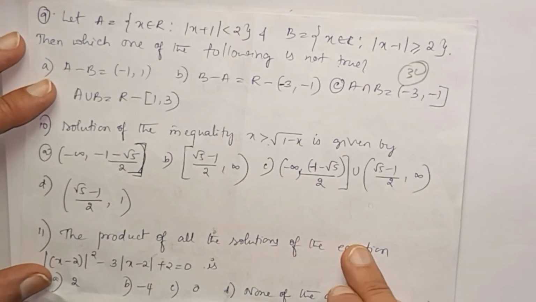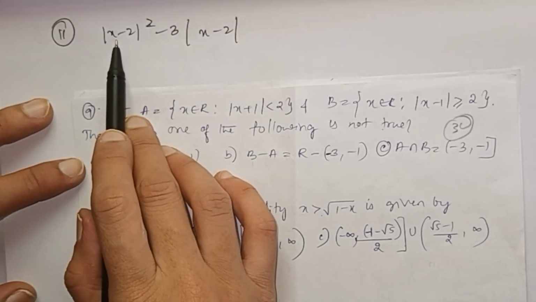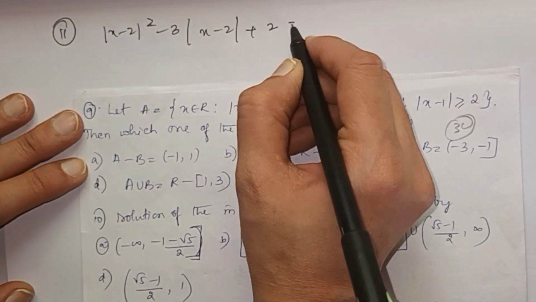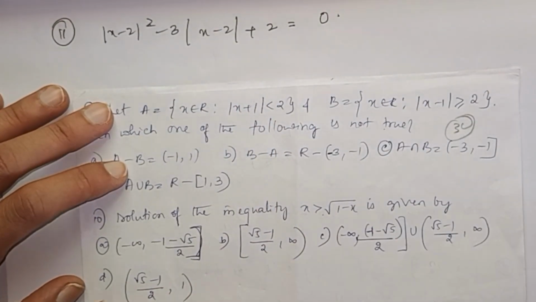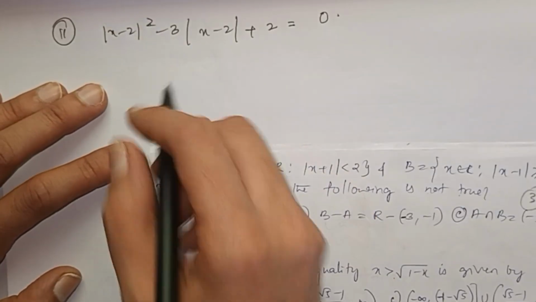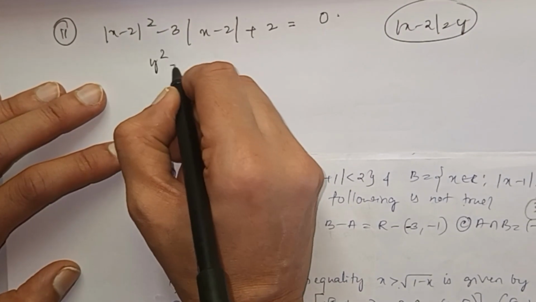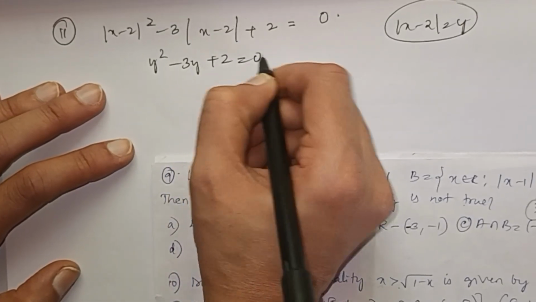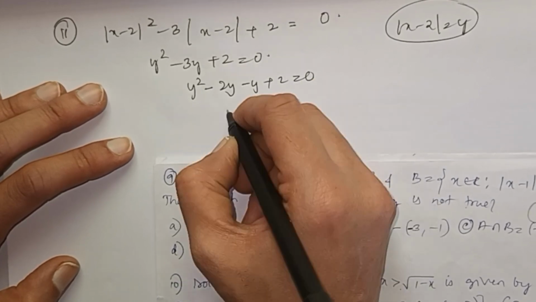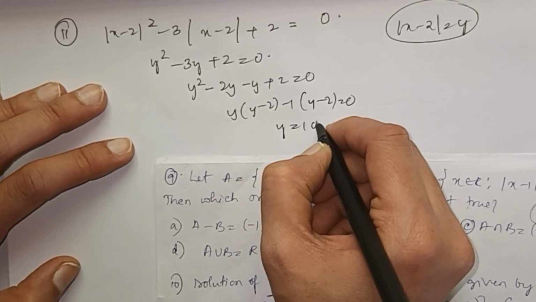Next, 11th question, the product of all the solutions of the equation. This is an example for an equation: mod of x minus 2 whole square minus 3 into mod of x minus 2 plus 2 is equal to 0. We have to get the product of all the solutions. First let us find out the solutions. You can take this mod x minus 2 as y. Then you can replace this by y square minus 3y plus 2 equal to 0. So y square minus 2y minus y plus 2 equal to 0. Factorize: y minus 2 into y minus 1 equal to 0. So y equal to 1 or 2.